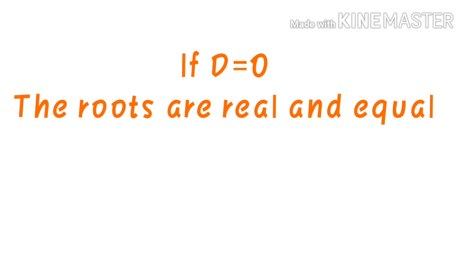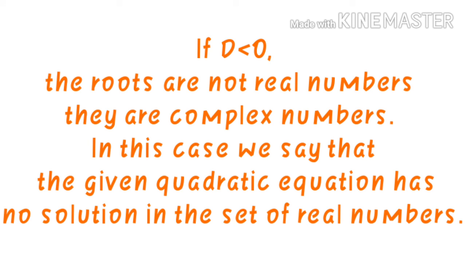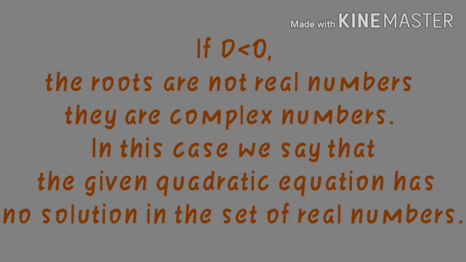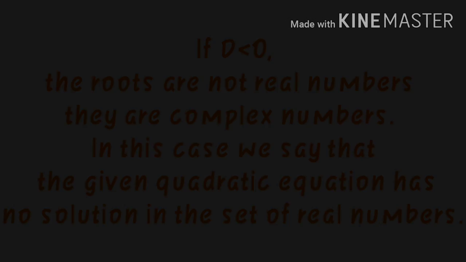If D is equal to 0, the roots are real and equal. If D is less than 0, then the roots are not real numbers. They are complex numbers. In this case, we say that the given quadratic equation has no solution in the set of real numbers.